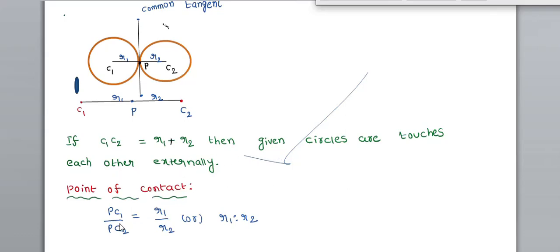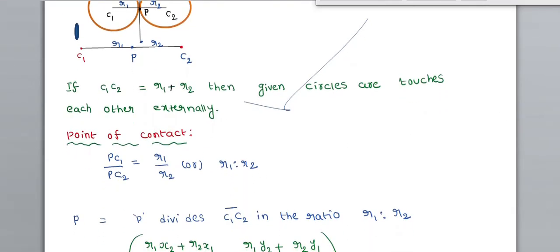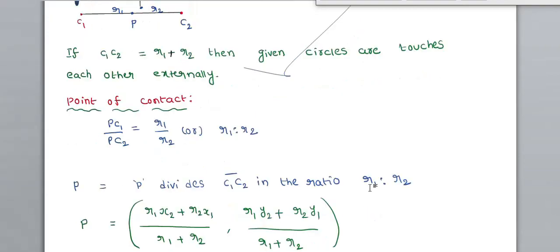Next, point of contact. So PC1 divided by PC2 is equal to R1 by R2, or R1 is to R2. What is the meaning? P means point of contact. P divides C1 and C2 externally in the ratio R1 is to R2. The point of contact formula is P equal to R1 x2 plus R2 x1 by R1 plus R2, R1 y2 plus R2 y1 by R1 plus R2.